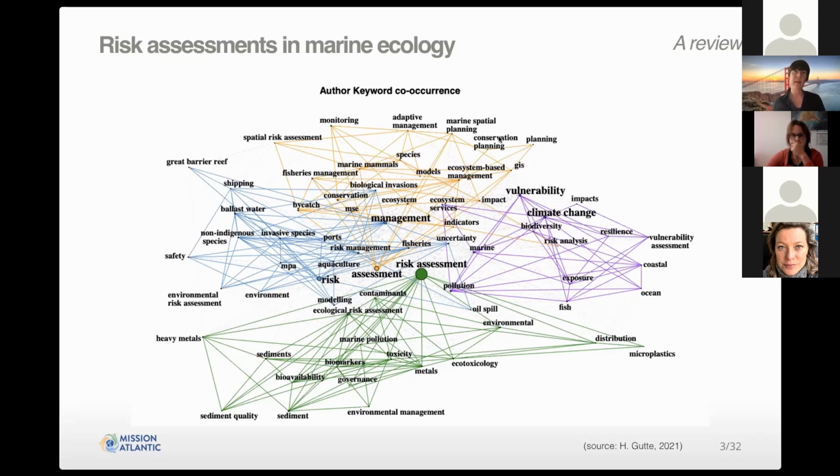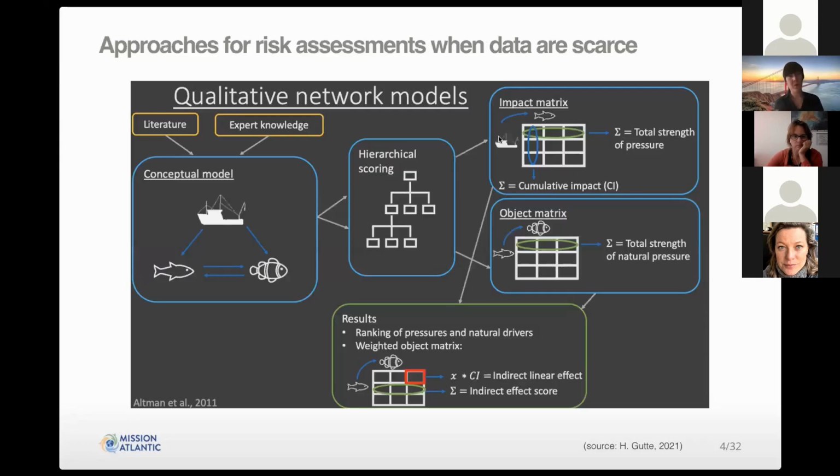There are also the vulnerability assessments that you heard a lot about, mostly in relation to climate change and often done on fish species. So the different directions in marine ecology have also developed their own techniques. When it comes to qualitative network models, usually we build a conceptual model based on literature and expert knowledge, and then try some hierarchical scoring, where we also have an impact matrix and an object matrix, and then put them together to get a rank of pressures and natural drivers in some weighted object matrix.